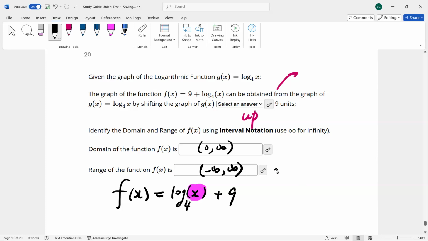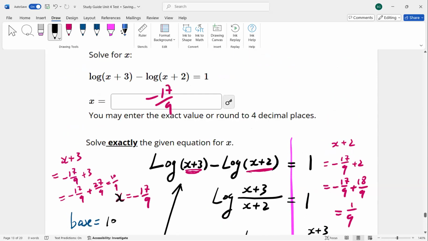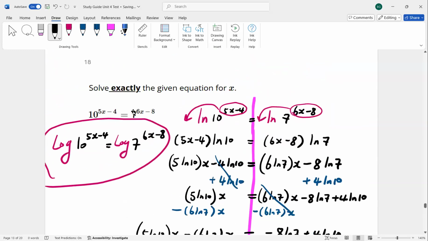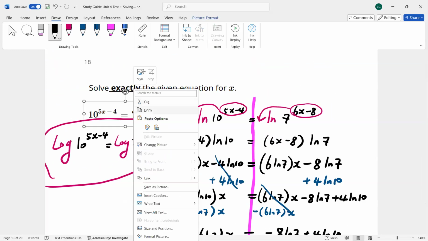That's the last problem. I said if we have time, we can do this one more time. I'll do that here.